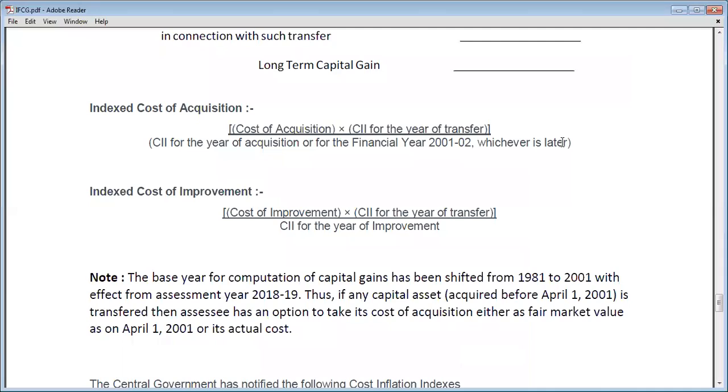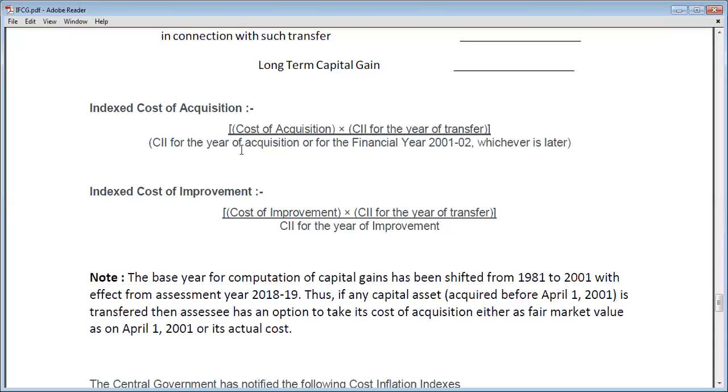So see, first you will write the cost of acquisition, then you will multiply by the CII of the year of transfer. Then you will divide that amount by the CII of the year of acquisition. Suppose you purchased that asset in the year 2008-9, so you will take the CII of 2008-9. Or maybe let's have another example.